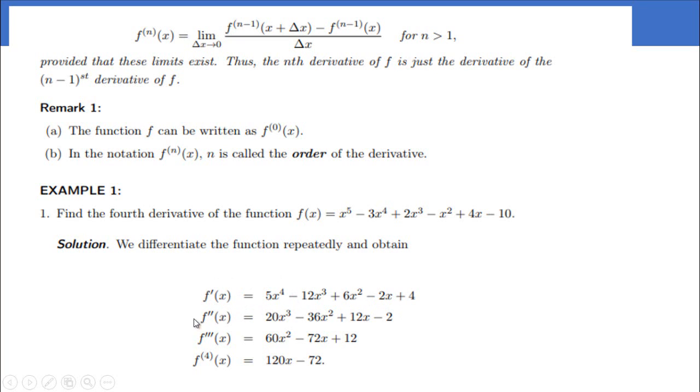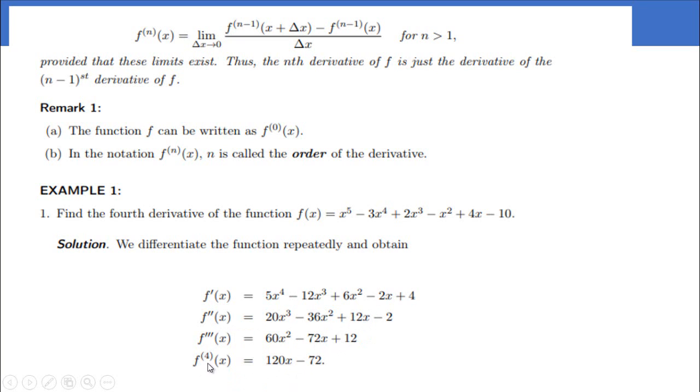Going back with that, you can get the second derivative. It is multiplied, subtract, multiply, subtract. We've got 20x cubed minus 36x squared plus 12x minus 2. And then still differentiable, you've got 60x squared, multiply, subtract the exponent, multiply, subtract, then you've got 60x squared minus 72x plus 12. And f to the fourth prime of x, that is 120x minus 7.